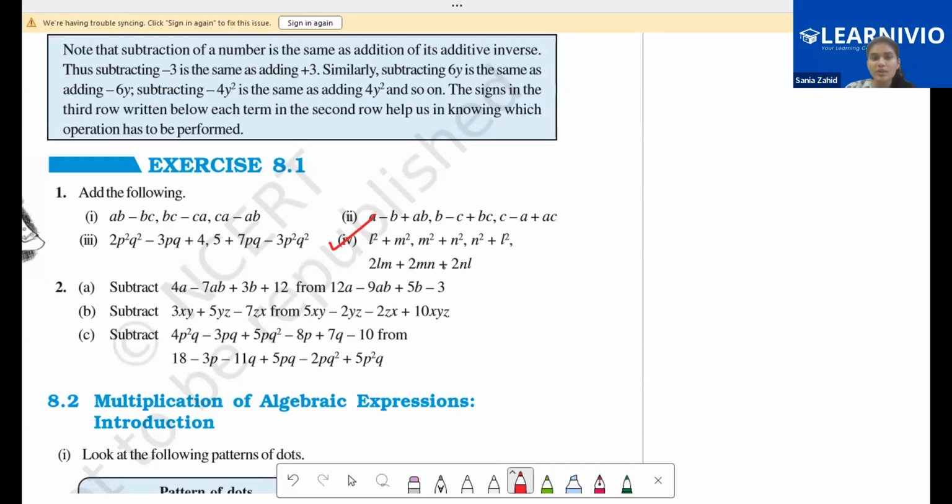So try to solve this fourth question. Tell me, are you able to do it or not? Then we'll have a discussion. Quickly solve it, children. Yeah, children, solve it and just give me a minute.